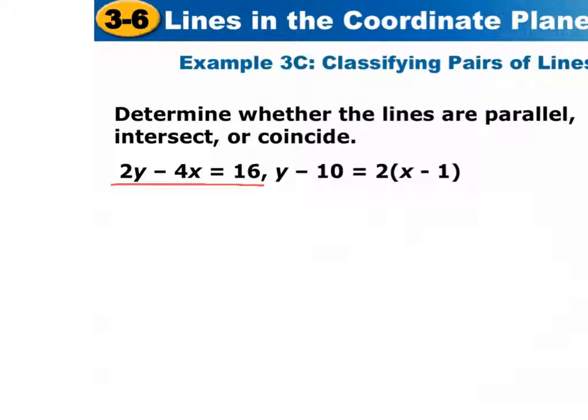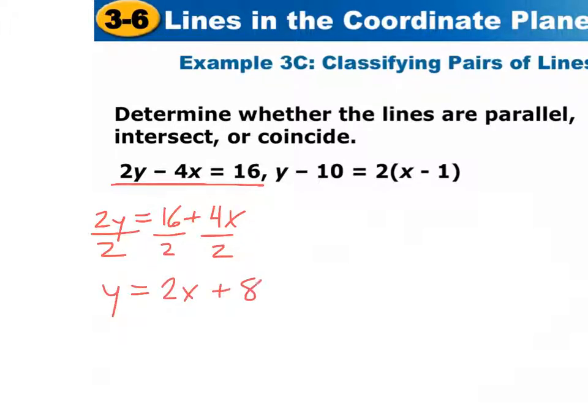So now let's look at 2y minus 4x is equal to 16. What do we need to do to this line? Put it into slope-intercept form. So we can add 4x to both sides. Now we divide by 2. So we get y is equal to 2x plus 8. So what's our slope? 2. Now let's look at the next one.